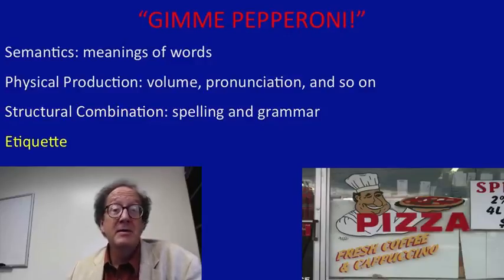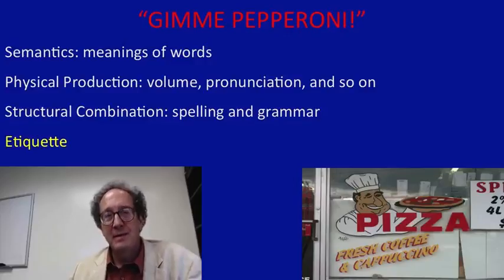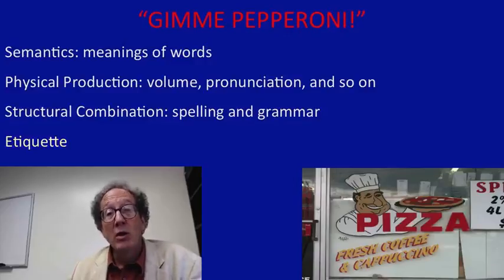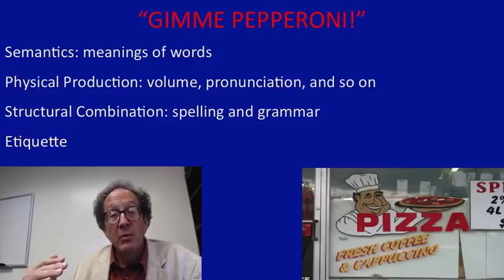I certainly would say that to my son. If my son said, "Gimme pepperoni," I wouldn't get him a pizza. I'd say, "You need to ask me properly." So rules of etiquette can also get in the way of communication and cooperation. So language operates at all of these levels: physical production, semantics or the meanings of words, syntax or the rules of grammar, and etiquette. Now all this might seem obvious to you, and it probably should be obvious to you. But the rules of language are not always obvious, and that's what we're going to be learning throughout this course.